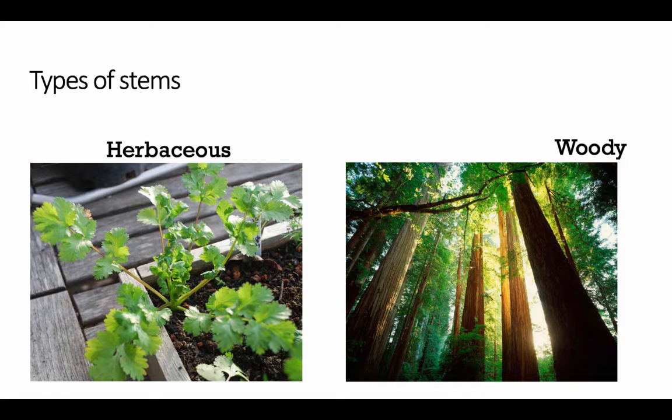Okay, so there are different types of stems. There are herbaceous stems and there are woody stems. So herbaceous stems are stems of plants that do not produce wood tissues. This is an example right here, a cilantro. And then, of course, there are trees that produce wood and can get really tall and really strong, and we use the wood for all kinds of things, including construction.